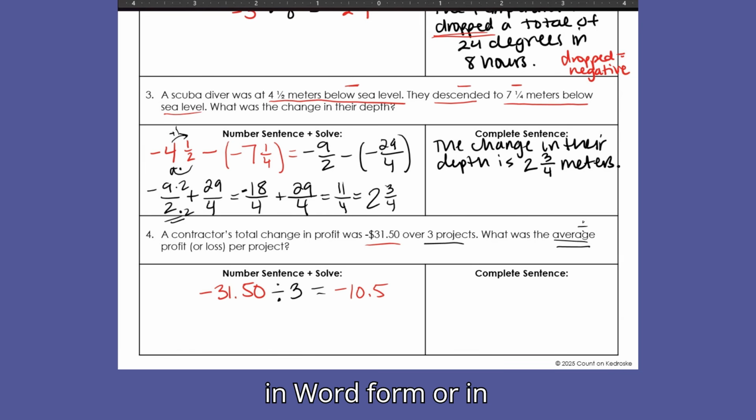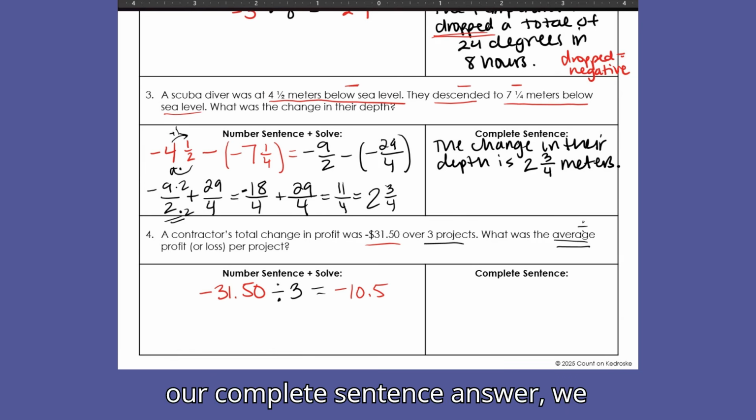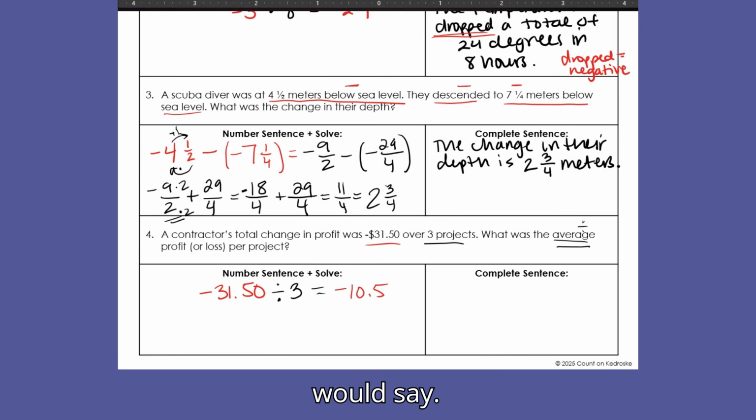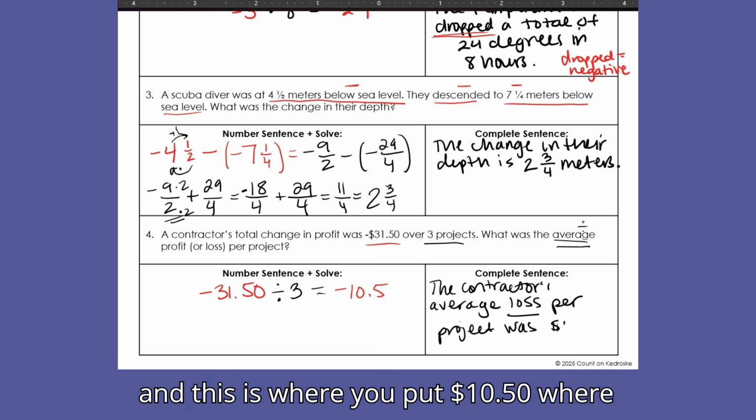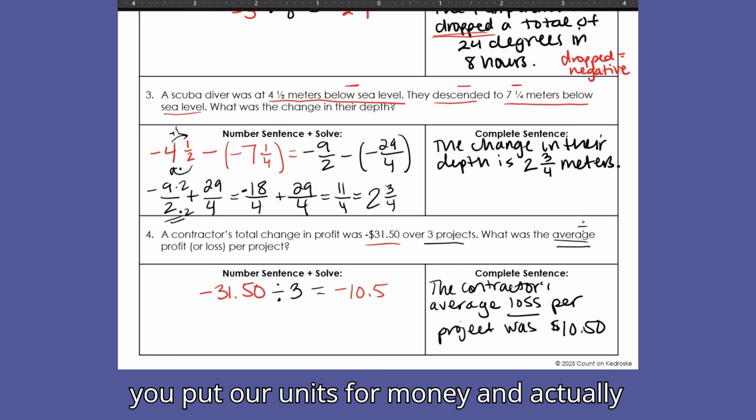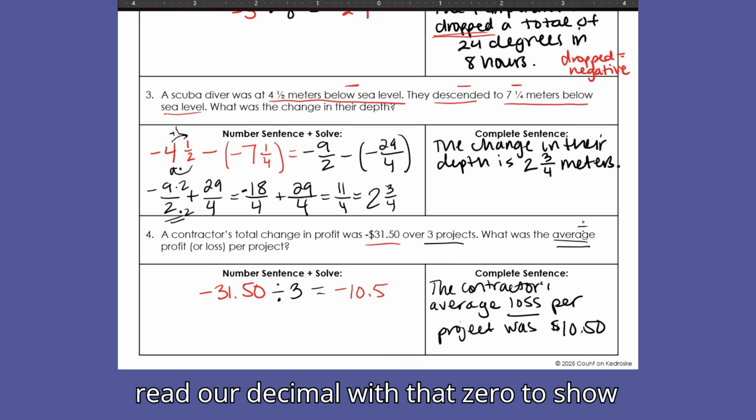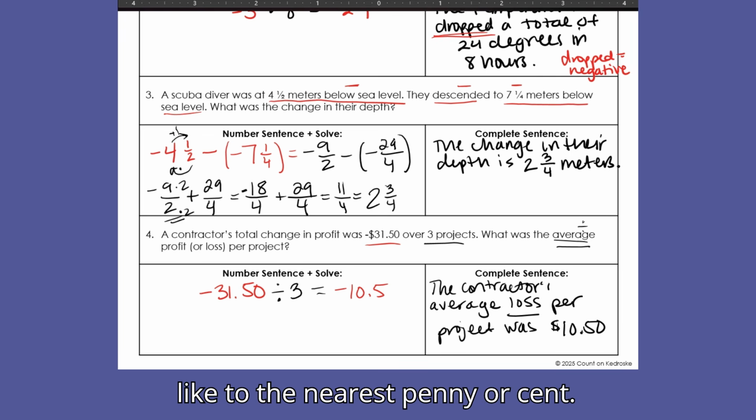So in word form, or in our complete sentence answer, we would say the contractor's average loss per project was $10.50. This is where you put our units for money, and actually write our decimal with that zero to show the nearest penny or cent.